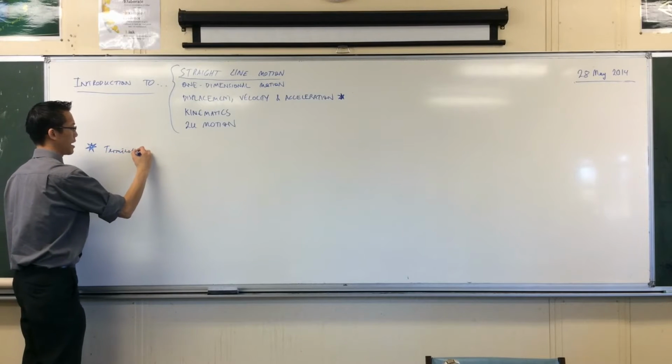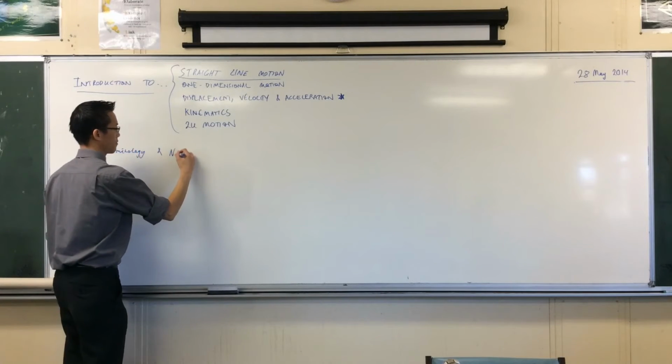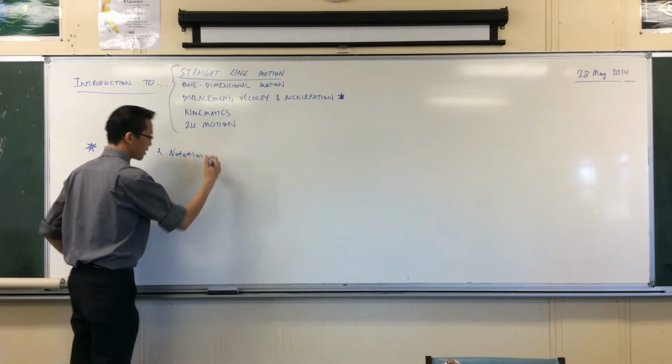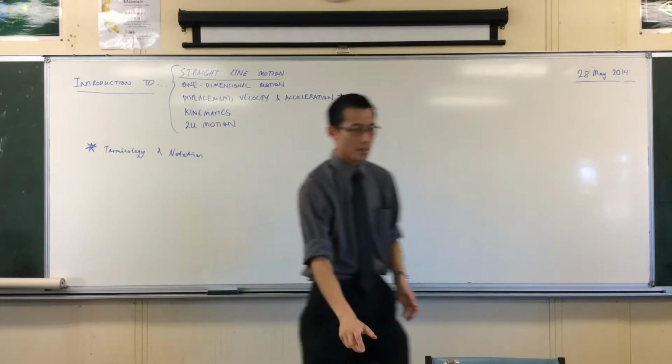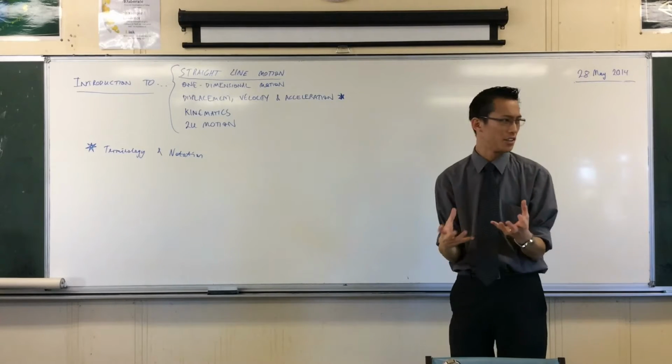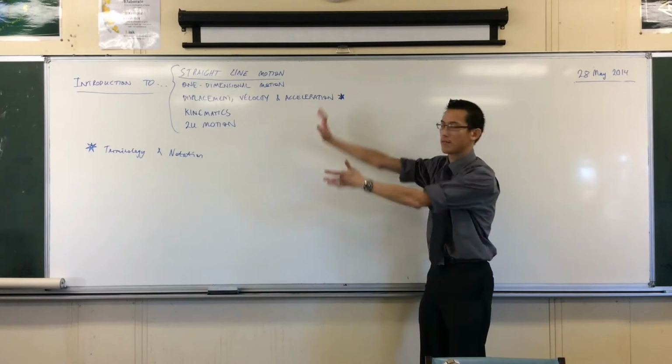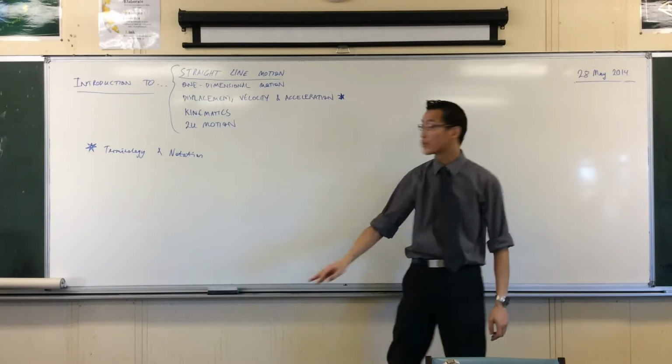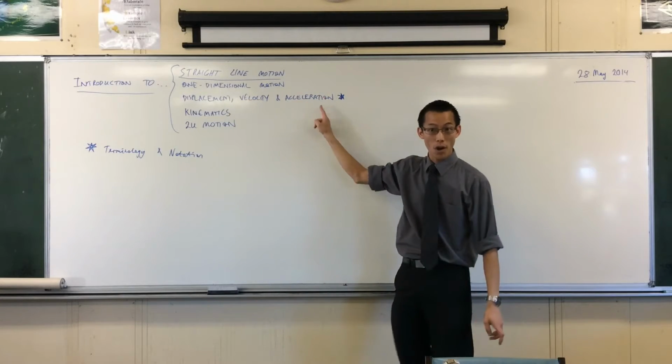Terminology and notation. Because, as you noticed outside, we kind of struggle when we're just talking about the numbers. We need some language to be able to say what's going on here. And the three most important pieces of language are these three words.